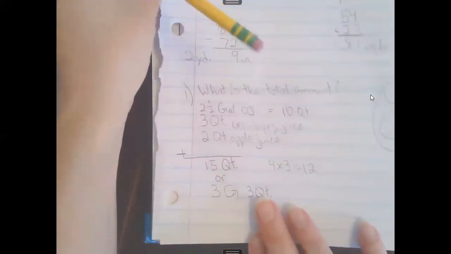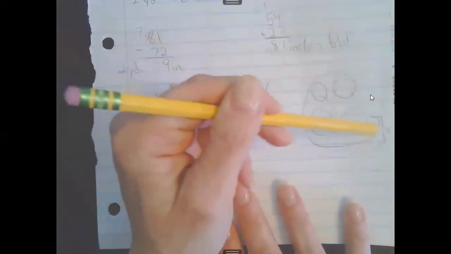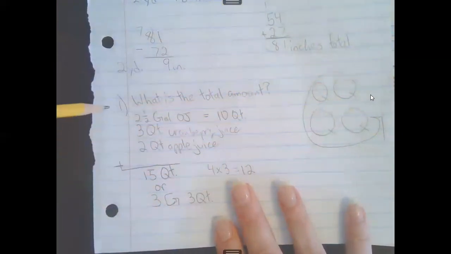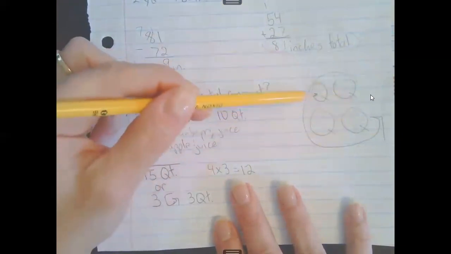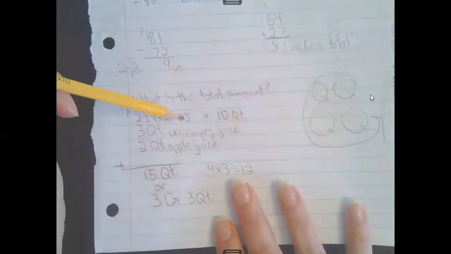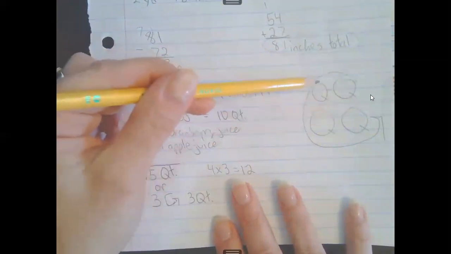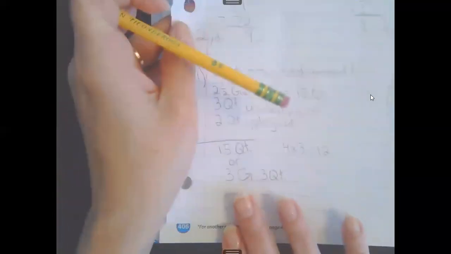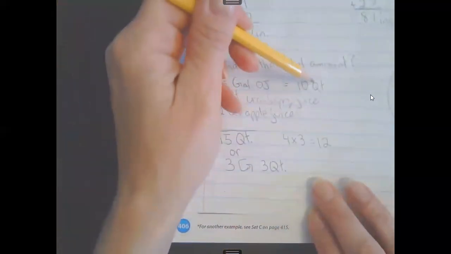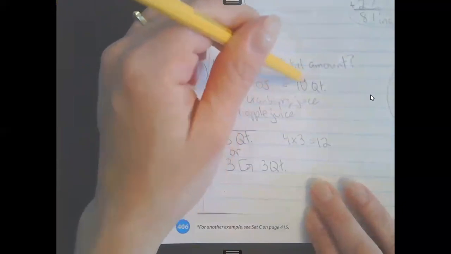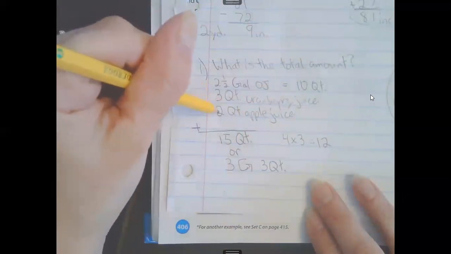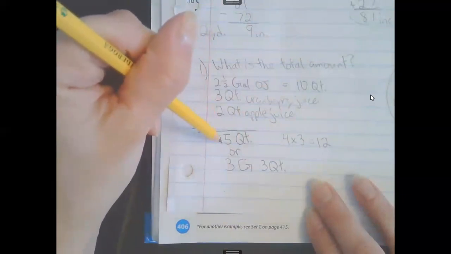If you take a look over here, I did my little, remember the big G with a fork, so 4 quarts. I know that if 1 gallon is 4 quarts, 2.5 gallons will be 10 quarts, because it's 4, 8, and then 2 more, so 10. So I said, well, I have 10 quarts of orange juice plus 3 quarts of cranberry juice and 2 quarts of apple juice. I now have 15 quarts.